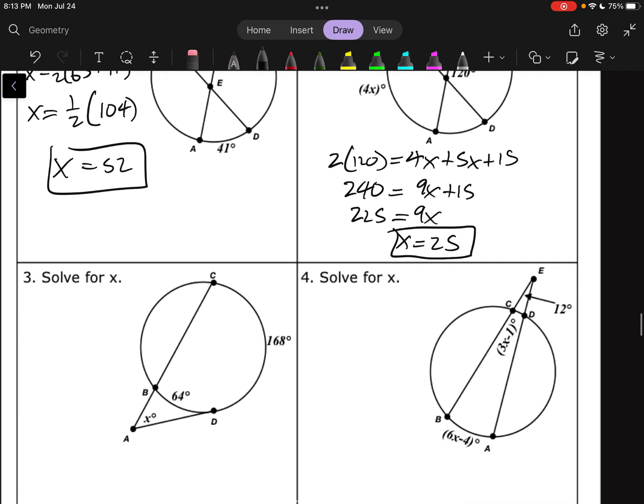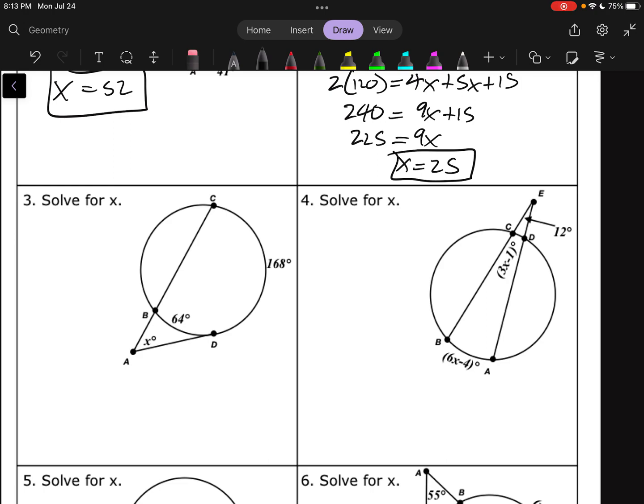Okay. For number 3 here, we'll do that the angle is equal to 1/2 of arc minus arc. That'd be x is equal to 1/2 of, what is that, 102? So x should be 51.